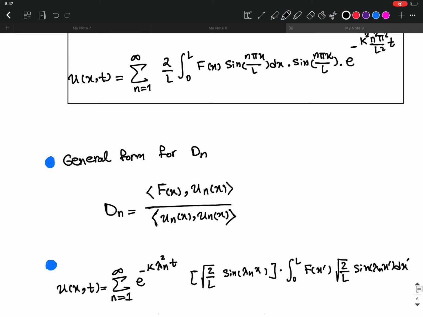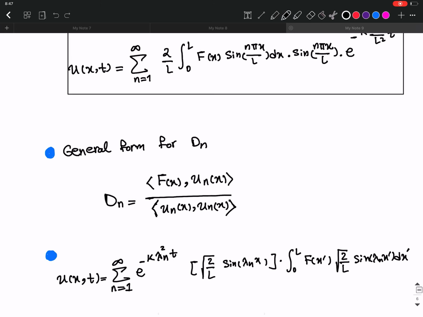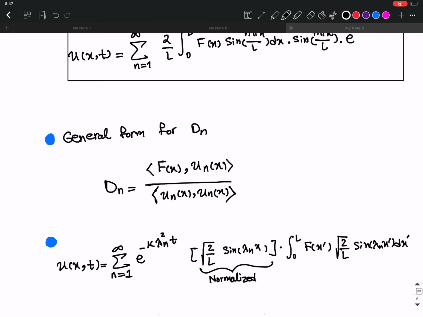So this, I just rewrote this right here. I just rewrote this one here, and this function is just a normalized eigenfunction, right? So this is just a normalized eigenfunction, and this is an integral transform.